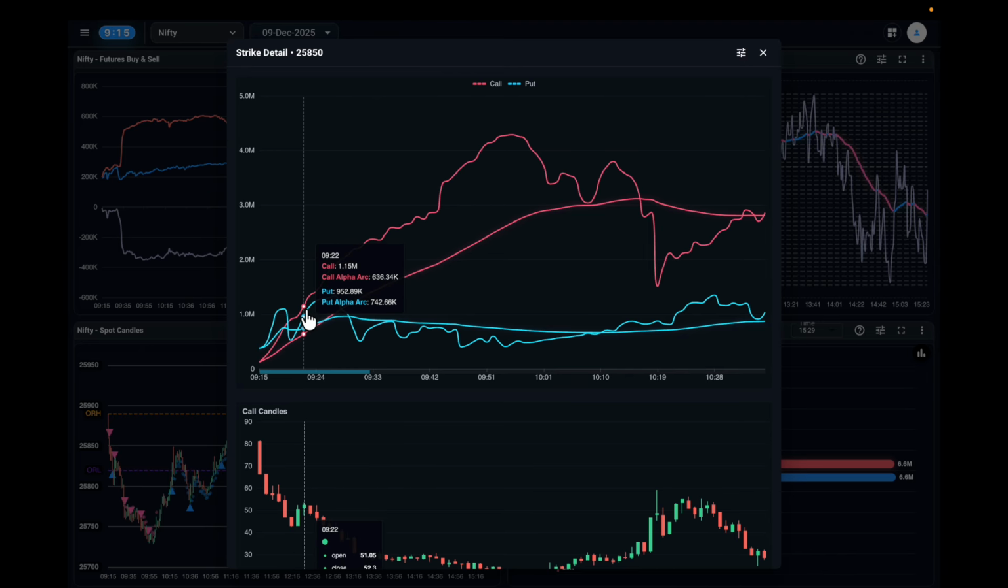After that, calls are building, puts are building. Now, as long as calls are building, I have no reason to panic. Now calls are building faster than puts, which is good.